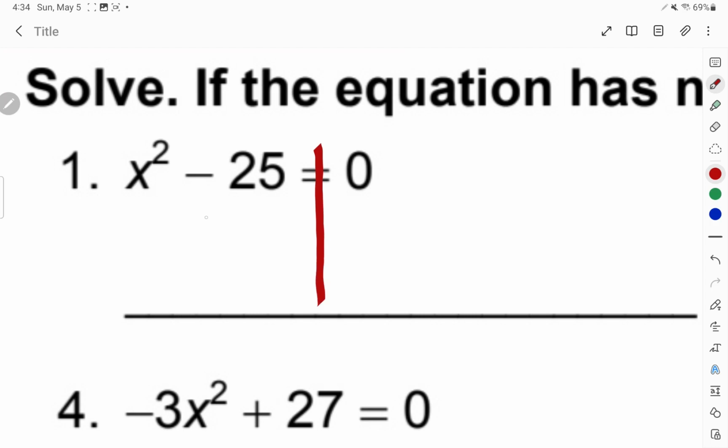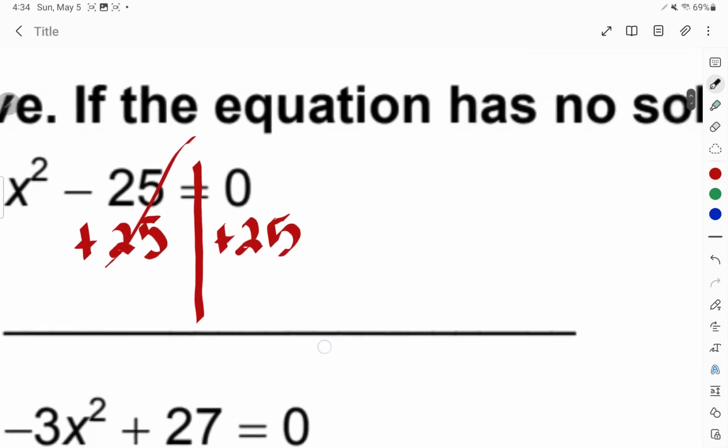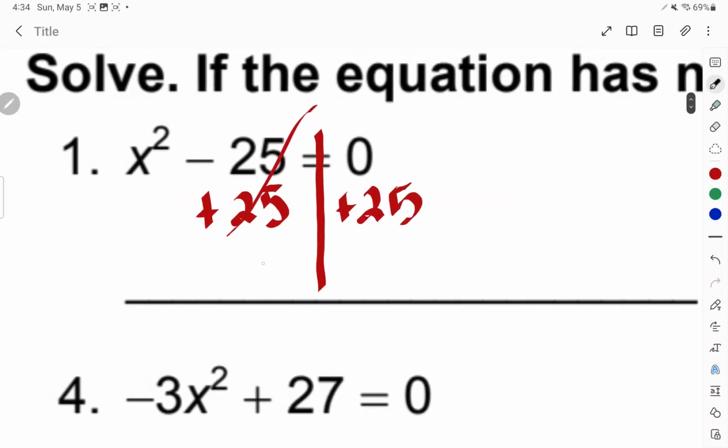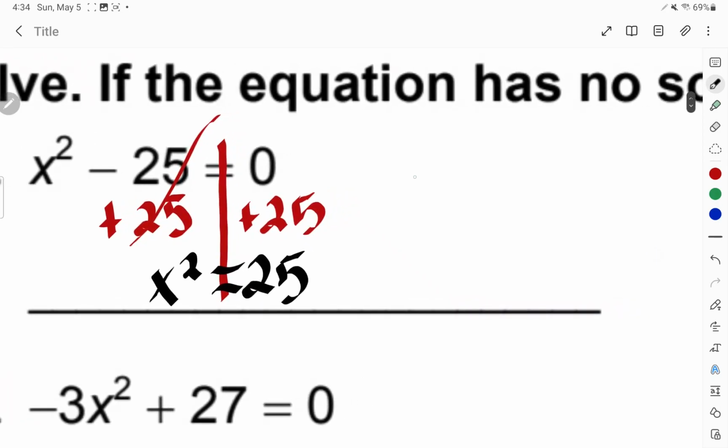So, I want to move that 25, so I'm going to do plus 25 over here, plus 25 over here. Obviously, those two cancel out, and the only thing left for me to do at this point is put it over here on the side. X squared equals 25. Now here is where we have to do what we call square root of both sides.